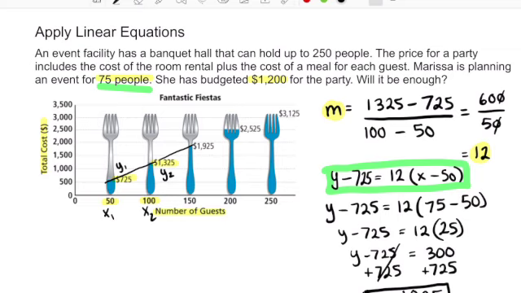And that would be somewhere in between 50 and 100 guests. And so maybe my line's not perfect because it should be a little bit above 1,000. So yes, she has enough money because she budgeted for 1,200 and it only cost 1,025.